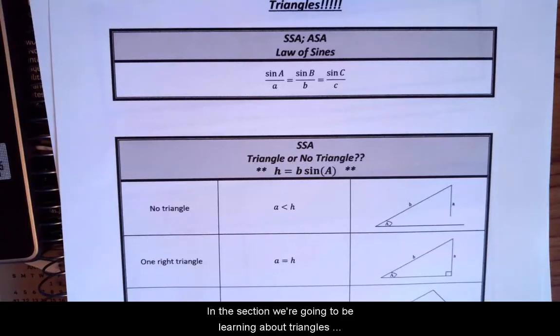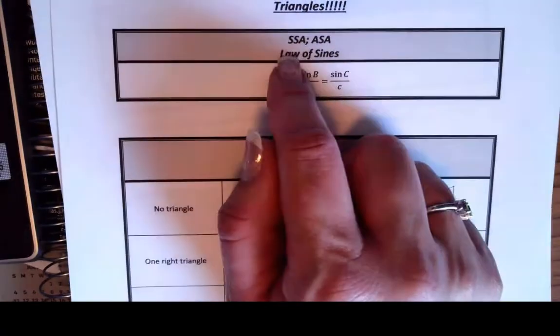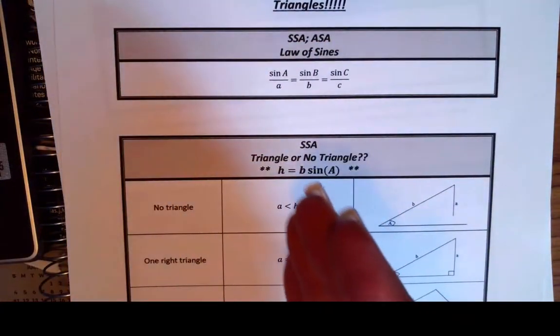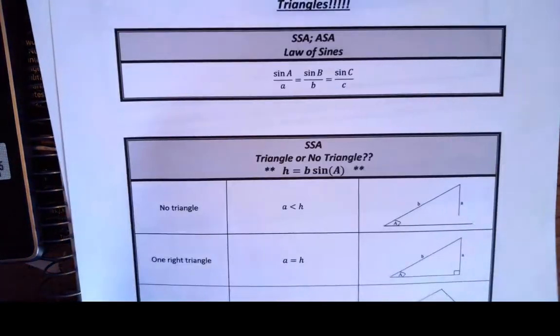In this section, we're going to be learning about triangles that are not right triangles. In fact, in the next couple sections. And so what we need to refresh on is what an SSA triangle is and what an ASA triangle is. So in this particular section, we're just going to be focusing on the law of sines.